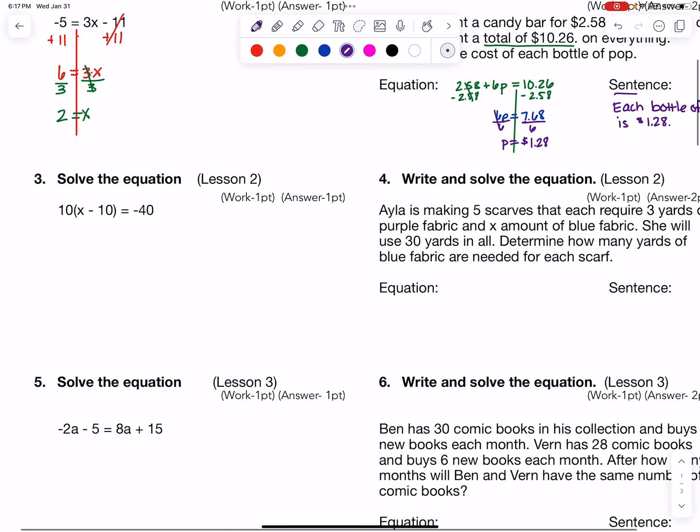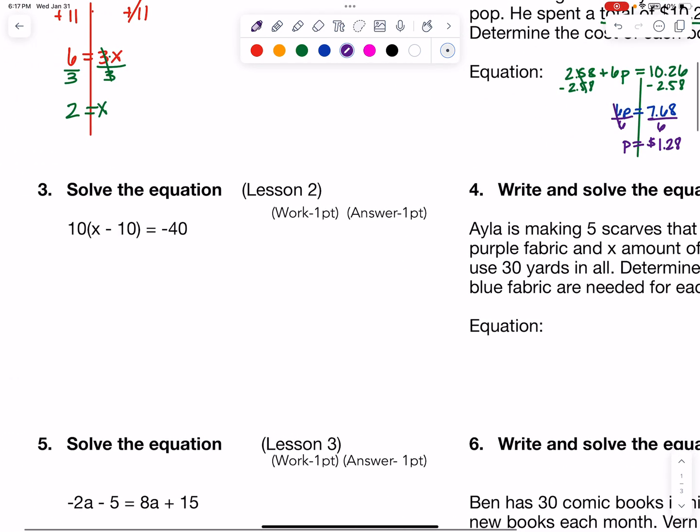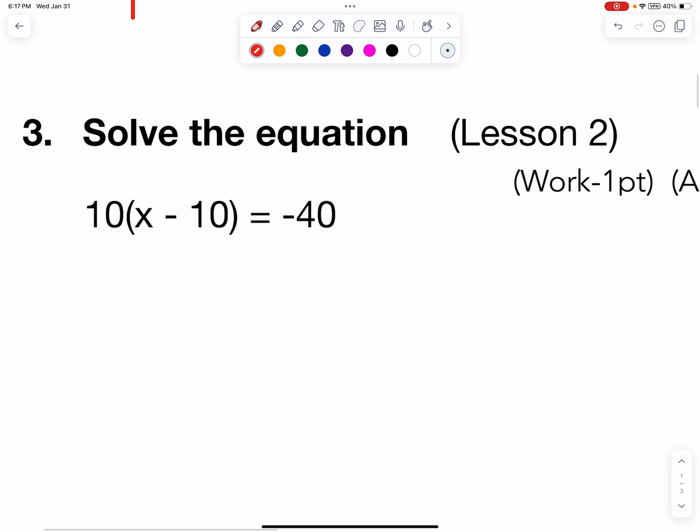All right, let's head to 3 and 4. 3 and 4 look like we're adding distributing now. So we always want to show our distributing arcs. Separate our workspace here. So 10 times x is 10x. And then 10 times a negative 10 is negative 100 equals negative 40.